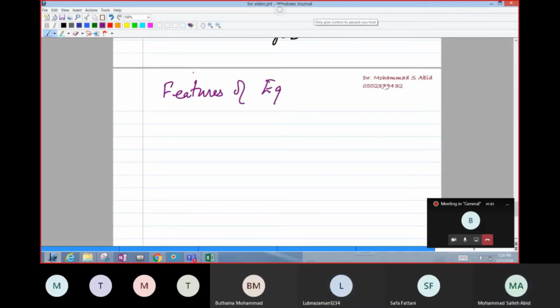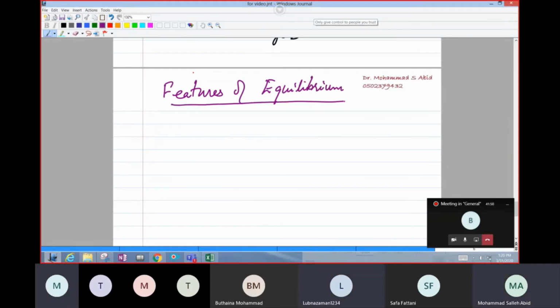The most important thing, they will ask you what are the features of equilibrium. It is usually 2 to 3 marks. Features means how will you know that the reaction is at equilibrium, or when the reaction is at equilibrium, what happens? The rate of forward reaction equals the rate of backward reaction. Very good.